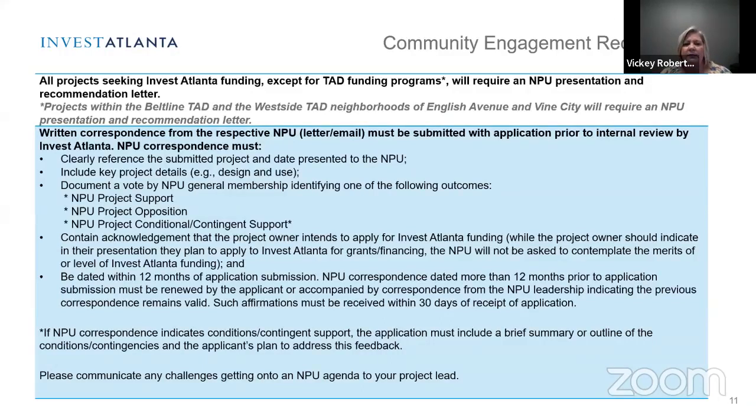We did tweak it and make some changes. All projects that are seeking Invest Atlanta funding, except for the TAD funding programs, will require an NPU presentation and a recommendation letter. The recommendation letter clearly references the submitted project, and we like to see the details in there, and whether it's supported, opposed, or opposed with conditional contingent support.